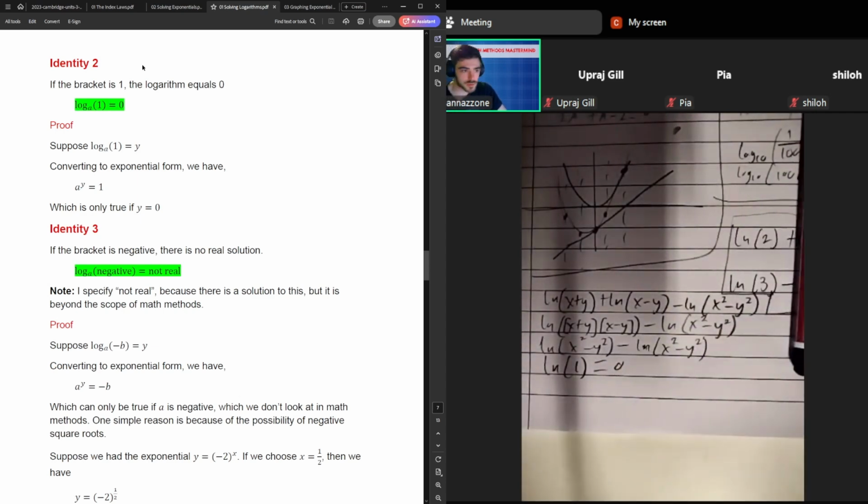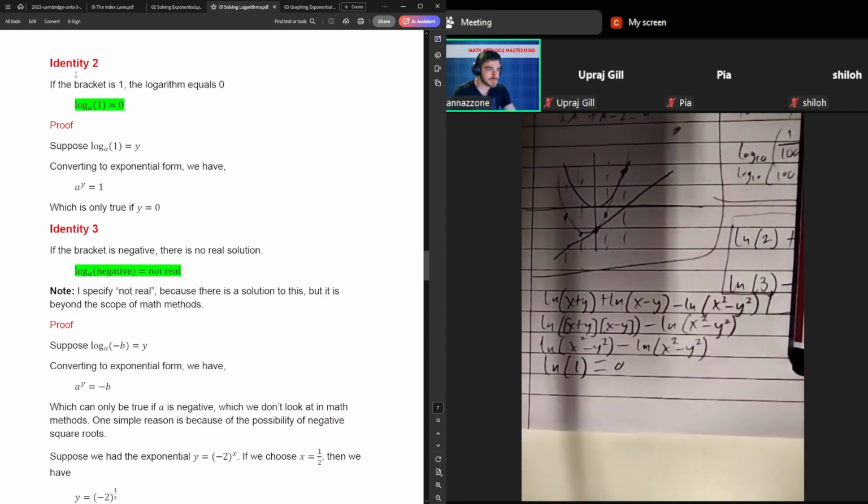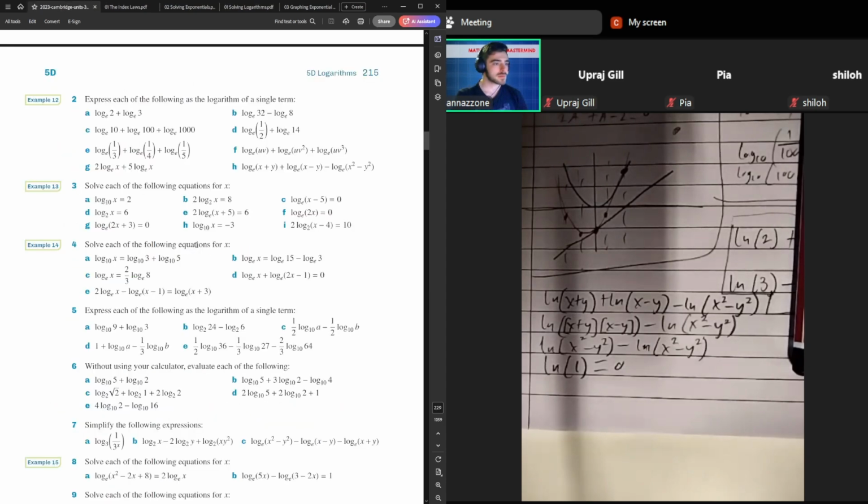The reason for that is, well, all these identities can be proven by converting to exponential. Log a of 1, if it equaled something, could be converted to a to the power of y equals 1. And the only way you get that is if y equals 0. So if y equals 0, then this logarithm should equal 0. Okay, that's about as complicated as that will get.